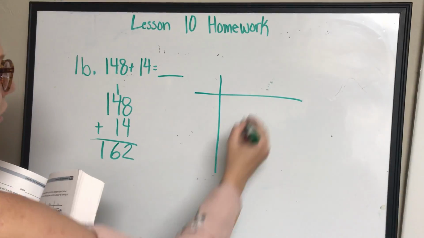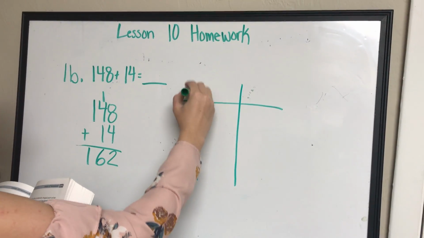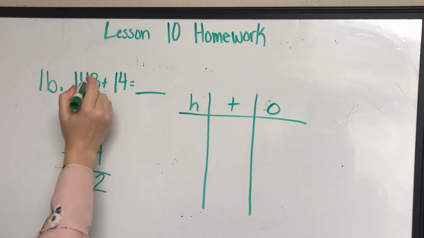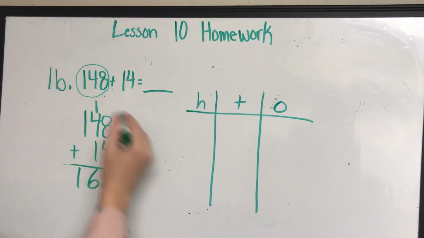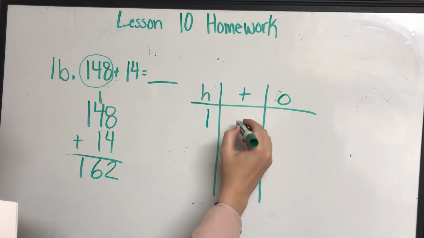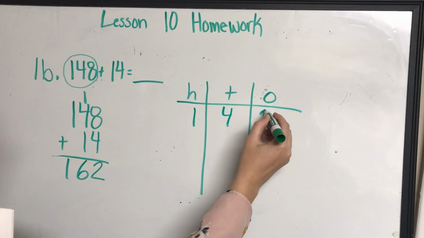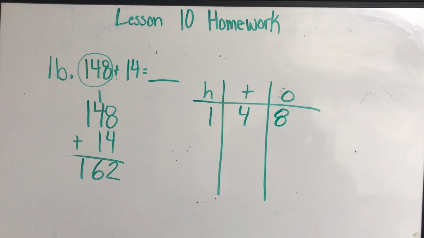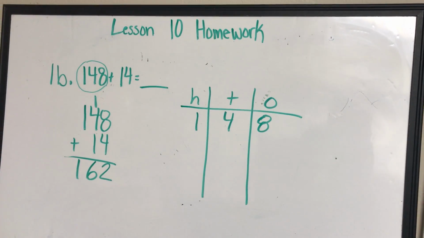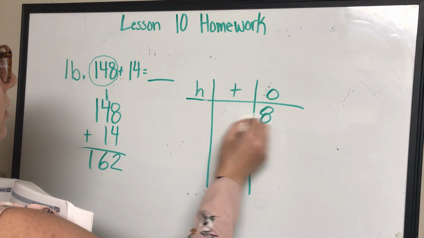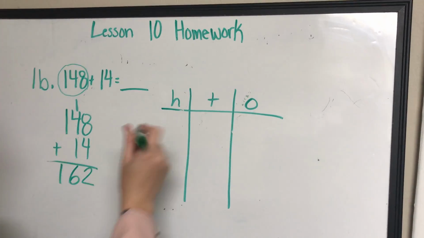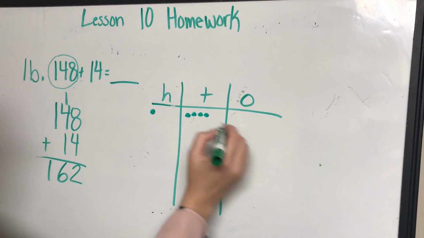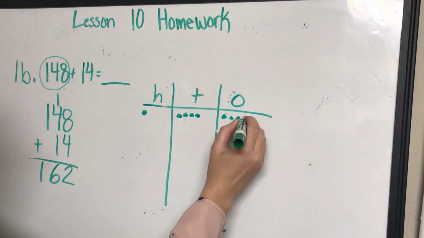So I'm going to come over and I'm going to have 3 columns for my picture. I'm going to have my hundreds, my tens, and my ones. I need to draw my first number first. My first number is 148. So if I have 1 in the hundreds, 4 in the tens, 8 in the ones, I need to draw my picture. So how am I going to draw 148? I am using my dots. So I'm going to do 1 dot in the hundreds, 4 dots in the tens, 8 dots in the ones.